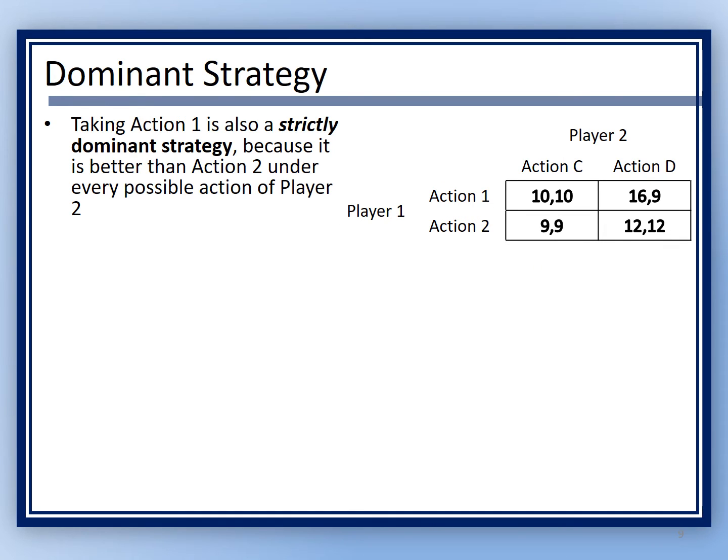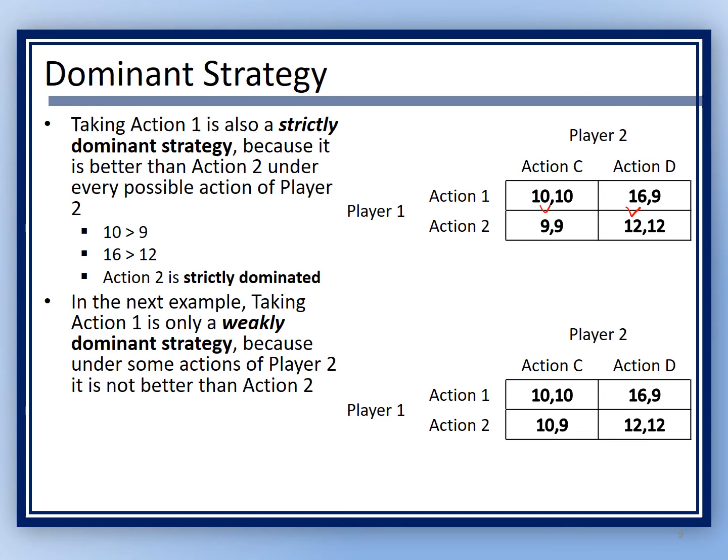Furthermore, action 1 is a strictly dominant strategy because it's strictly better. 10 is strictly bigger than 9, and 16 is strictly bigger than 12. That's not always the case, because you could have a situation where in one scenario the two actions give you the same payoff, but in another scenario, one of the two actions is actually better. This is called a weakly dominant strategy.